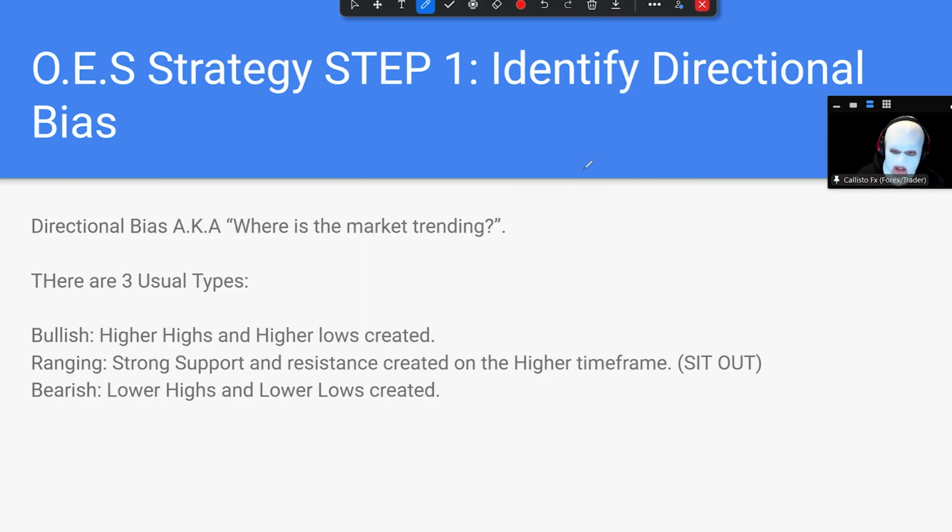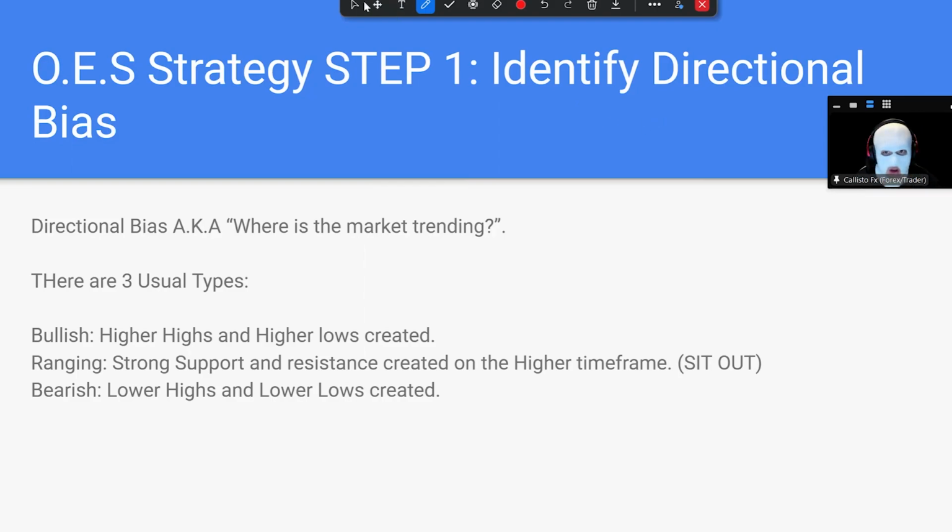Number one, identify your directional bias. This can be on the daily, the 4 hour, the 1 hour, whichever time frame you want to trade on. Like I mentioned, this strategy can be used on any time frame. Of course, the higher the time frame, the fewer setups you will see because it takes longer to form. On the lower time frame there are a lot more setups because the market moves very fast.